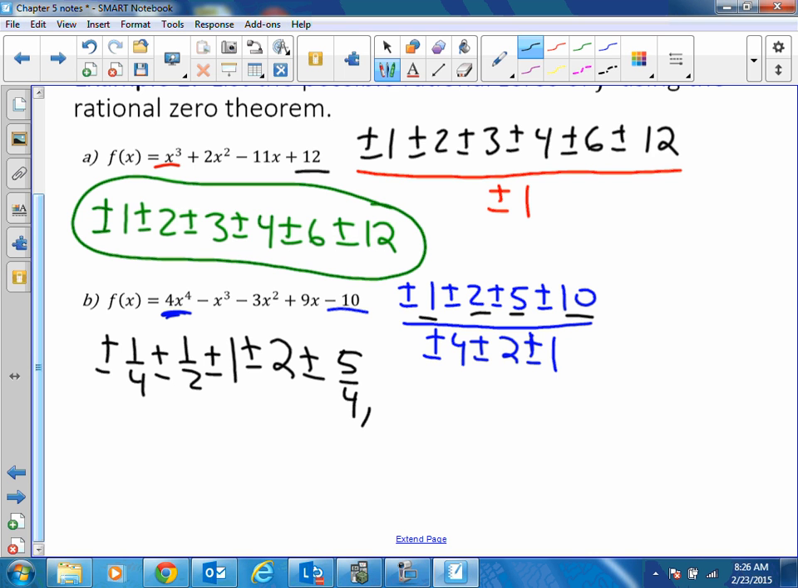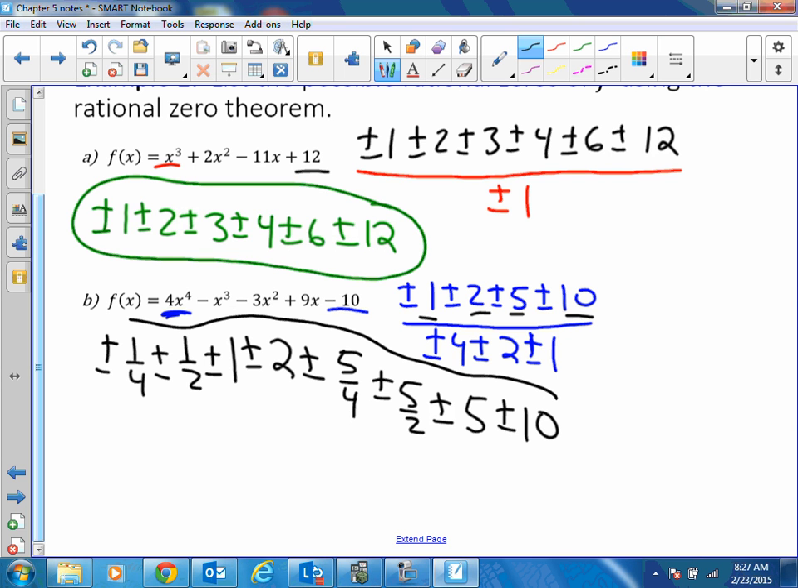5 divided by 2 is 5/2. Don't have that. Then we have 5 divided by 1, which is 5. Then we go to 10. 10 divided by 4 is 5/2. We already have that. 10 divided by 2 is 5. We already have that. But we don't have 10 divided by 1, which is 10. And that would be all the possible rational zeros of our problem.